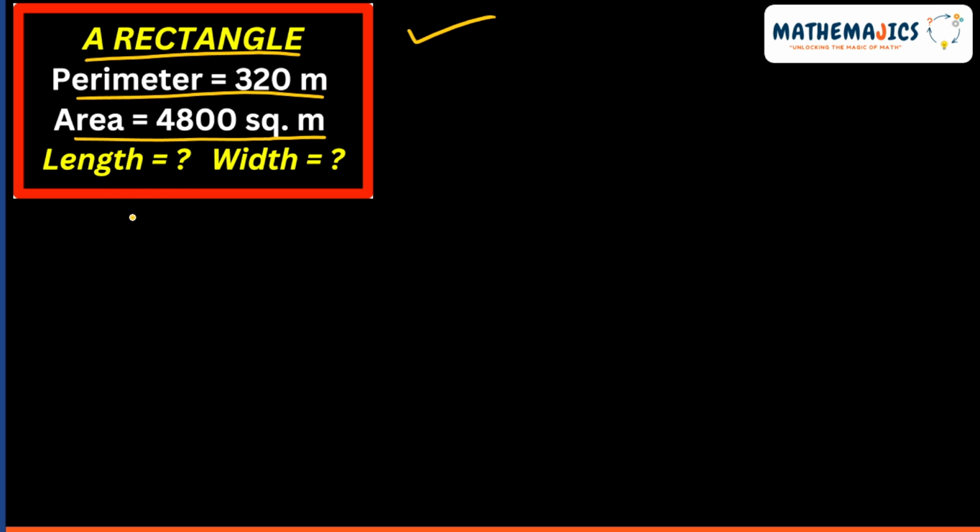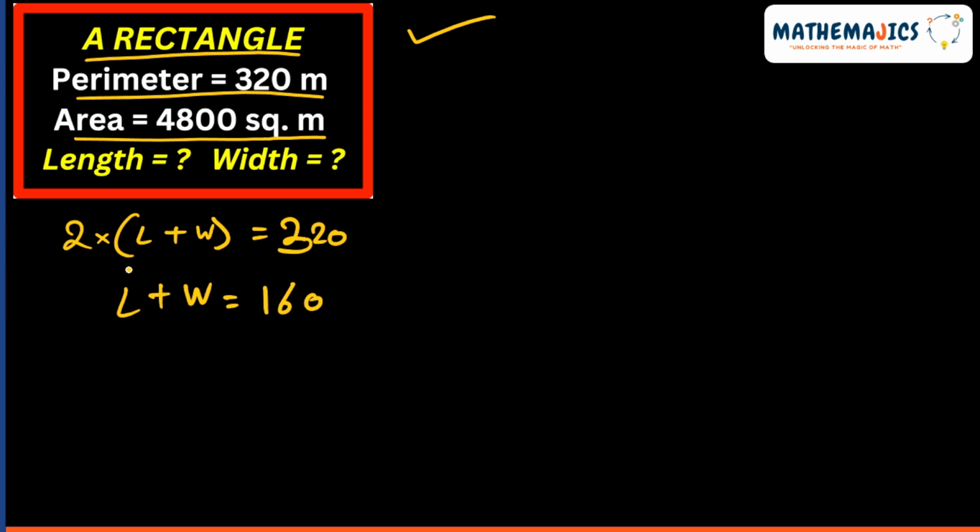Okay, so first of all, what is perimeter? Perimeter is 2 times (length plus width). This is equal to 320, correct? That means length plus width will turn out to be 160, right? So please keep this in mind. The sum of length and width is 160.